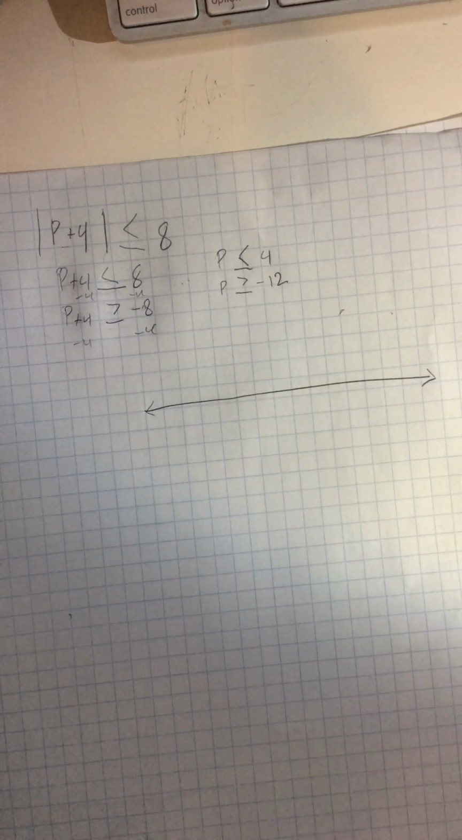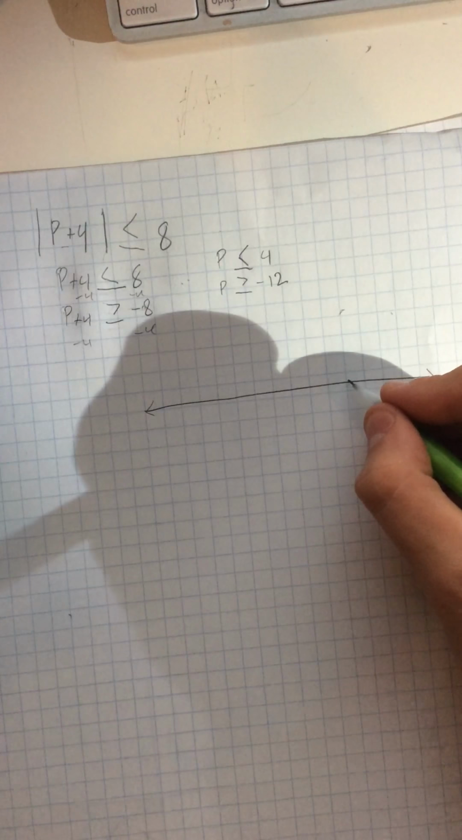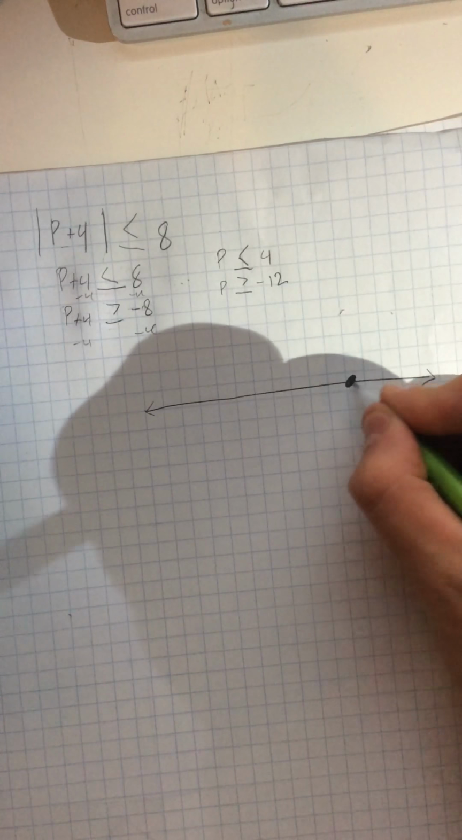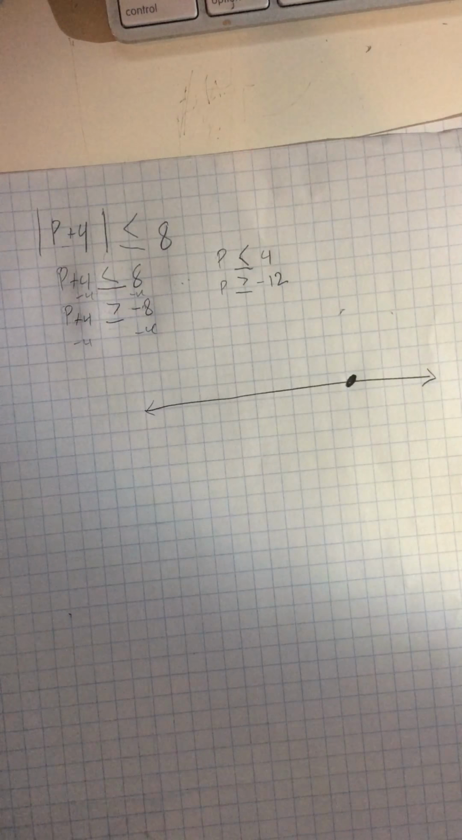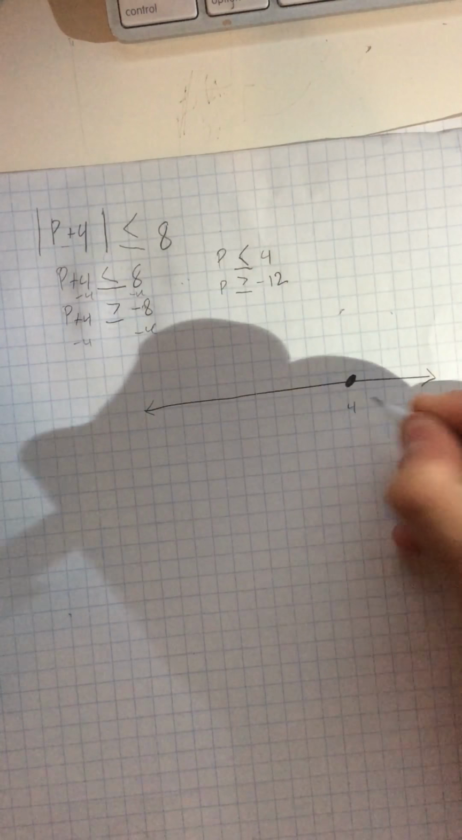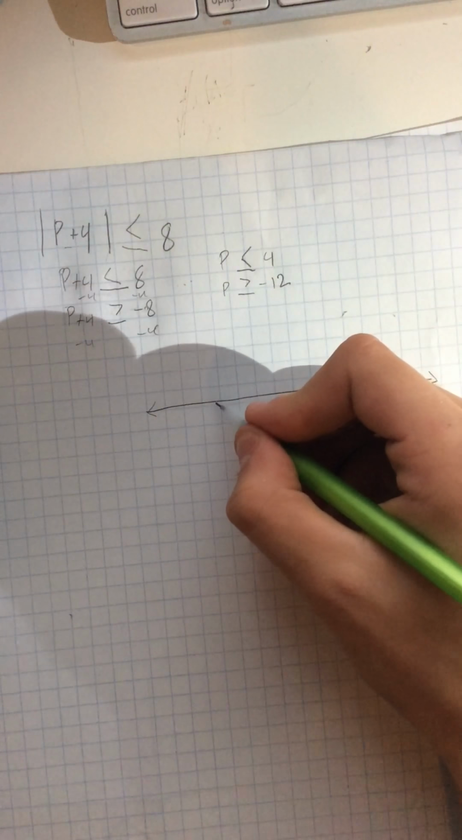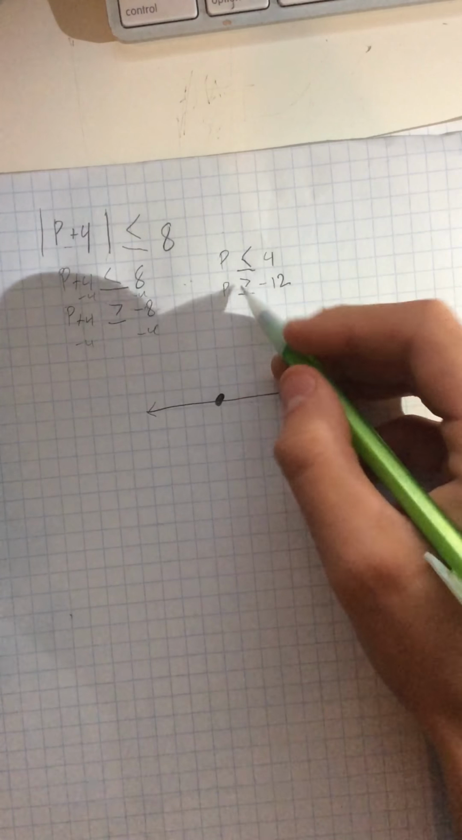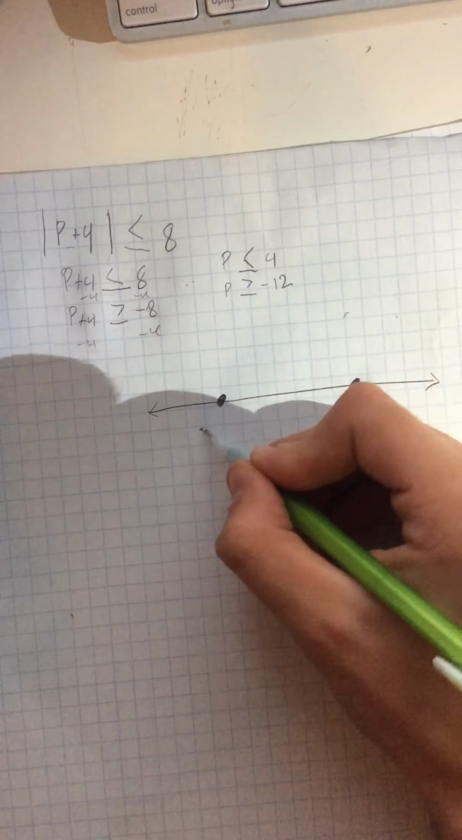And now the way we graph this is you're just going to find 4 on the graph, say it's about here. We're going to shade it in because that represents that it can be 4 as well. So let's mark this as 4. We're going to find negative 12, say this right here, negative 12. Once again, shading it in because it could be equal to it.